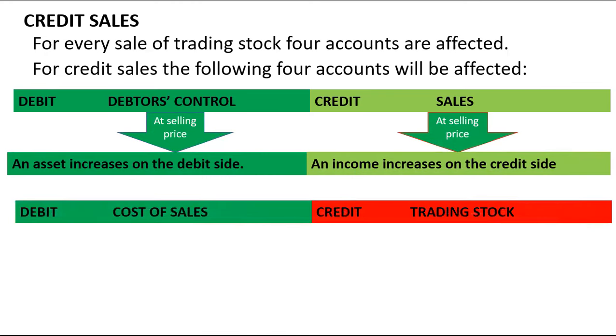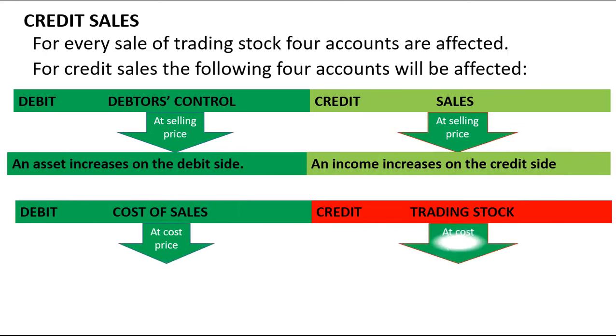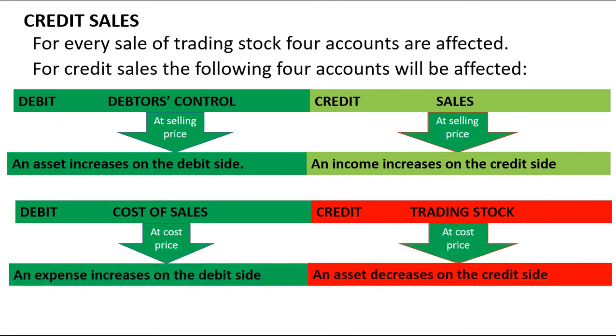Then we debit cost of sales and credit trading stock. We debit cost of sales and trading stock at cost price. We debit cost of sales because it will always be debited whenever we sell goods. It's an expense, okay? And it increases at cost price whenever we sell goods. Trading stock will decrease because we are having less stock available, and it will decrease on the credit side because it is an asset.